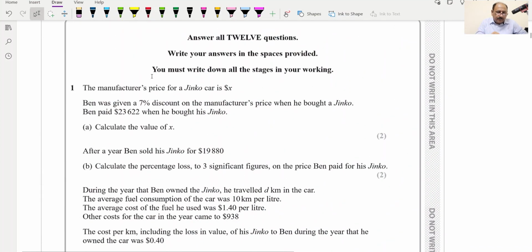Question number 1. The manufacturer's price for a Jinko car is X dollars. Ben was given a 7% discount on the manufacturer's price when he bought a Jinko. Ben paid this much amount. So this much amount is paid and 7% is the discount when he bought his Jinko. So A part, calculate the value of X.